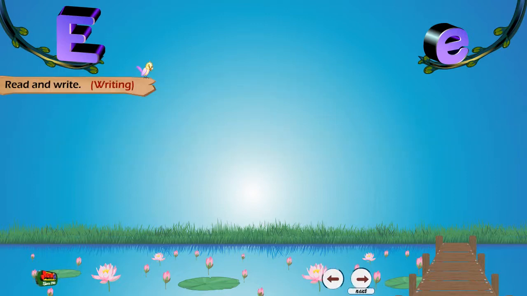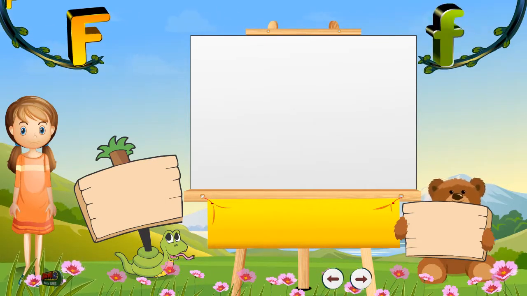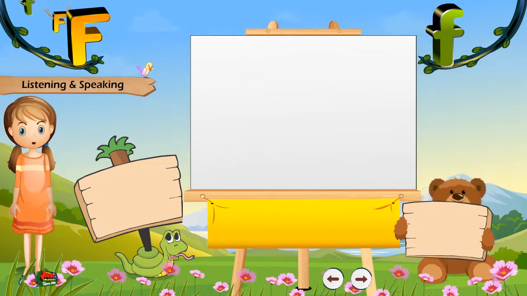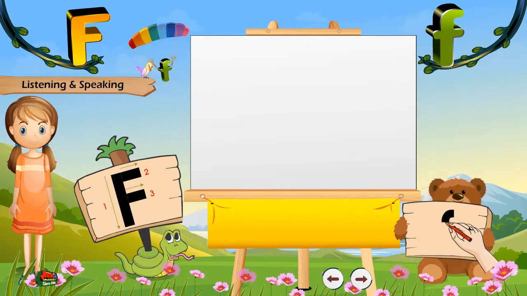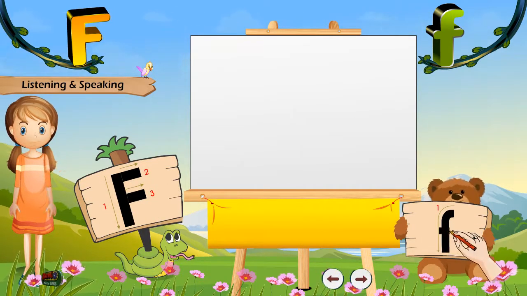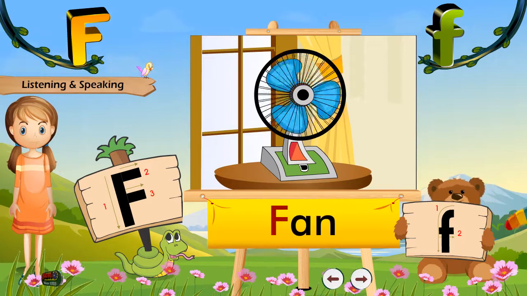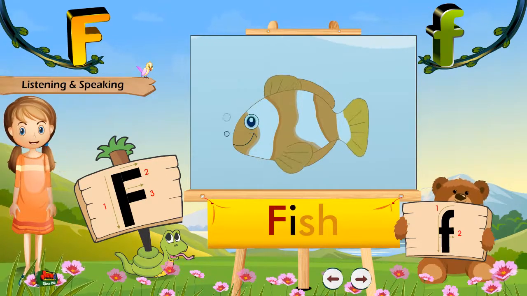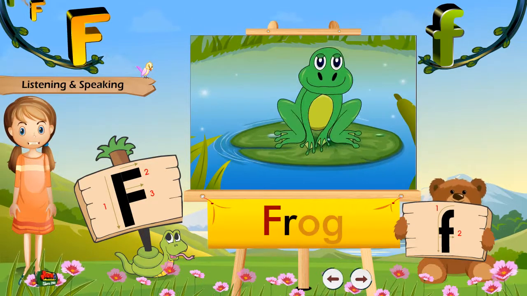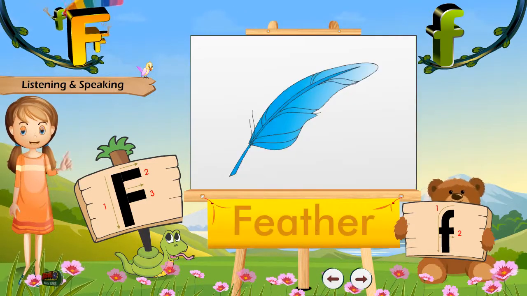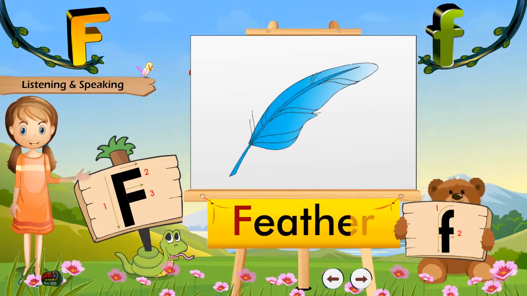Read and write. Writing. Listening and speaking. Capital letter F. Small letter F. Fan. F, A, N. Fan. Fish. F, I, S, H. Fish. Frog. F, R, O, G. Frog. Feather. F, E, A, T, H, E, R. Feather.